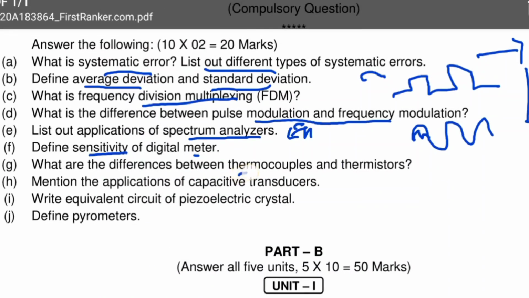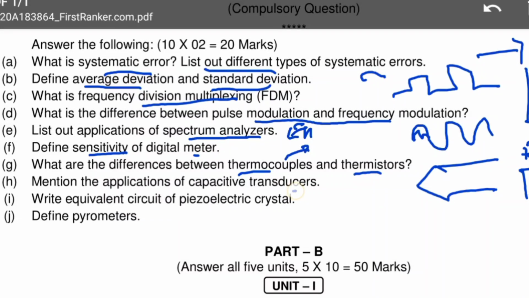Next one: what are the differences between thermocouple and thermistor? Thermocouple means two metals are joined together. I already told you about the thermocouple. A thermistor is a resistive temperature changer. The RTD, resistive temperature detector, is a thermistor.